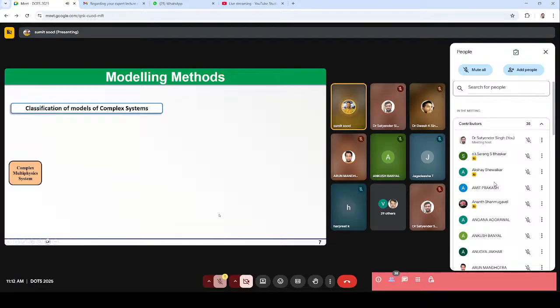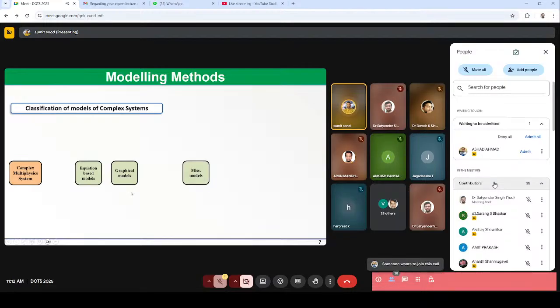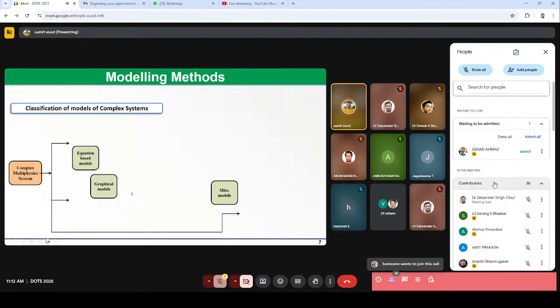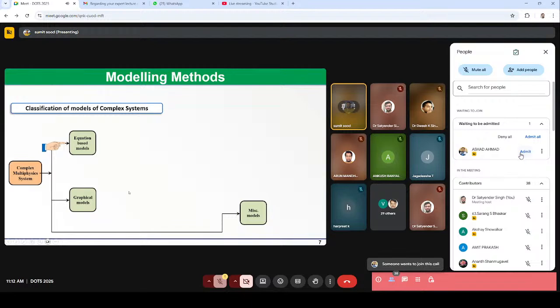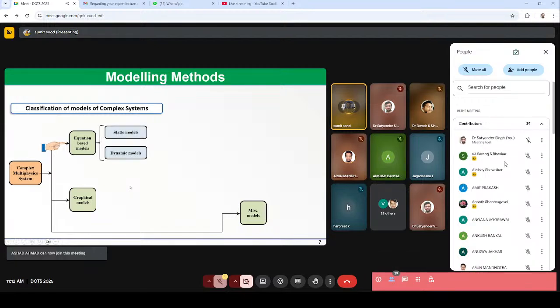So just to brief you, what are the different modeling techniques that we consider in our case for complex multivariate systems? They are either equation-based, graphic model-based, or miscellaneous models. So just briefly, let's see what these models are. The equation-based models again have two types: static models and dynamic models. I hope that everyone is familiar with the two different types of models, static and dynamic.